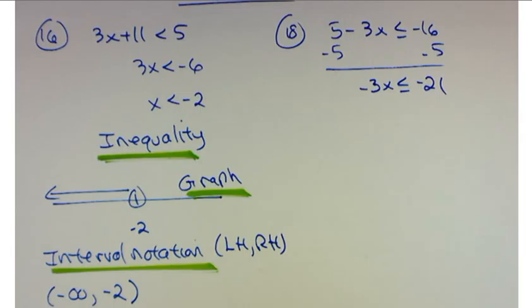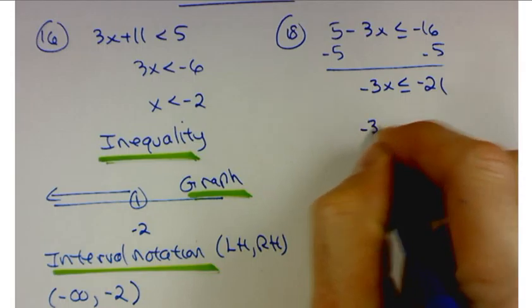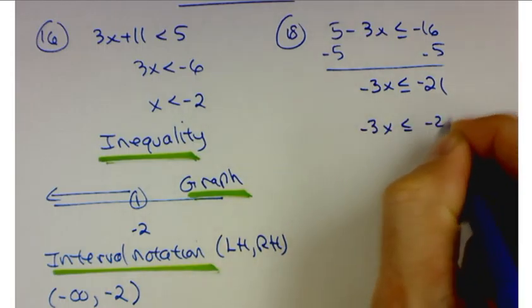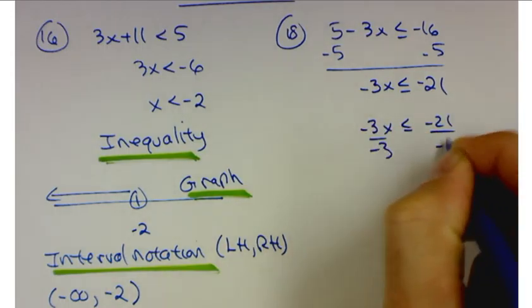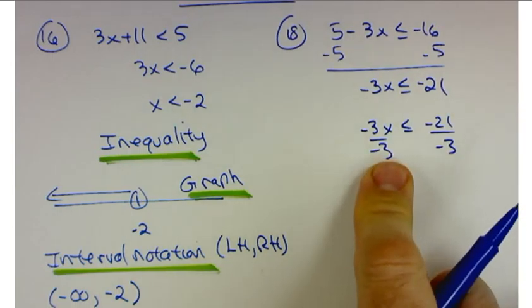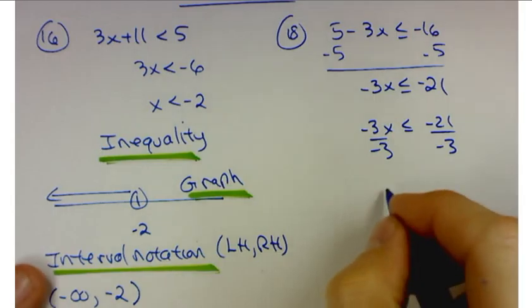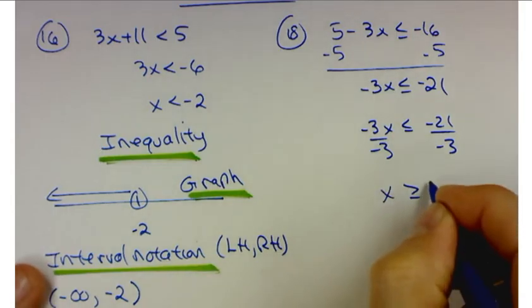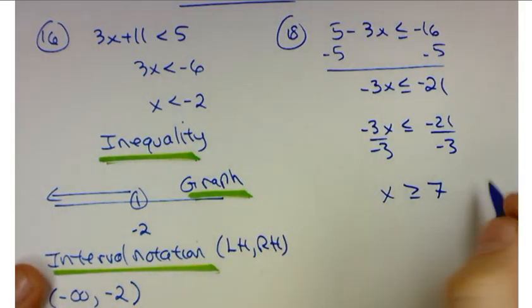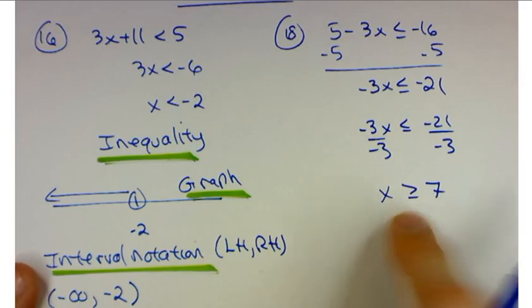And here's one of the things that you have to be careful about. To finish solving here, what am I going to divide by? Good. When I divide by a negative or multiply by a negative, the sign flips. So that's going to be x is greater than or equal to 7. So there again, there's your inequality.